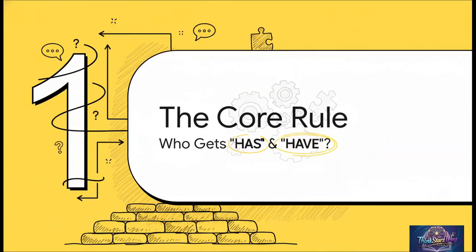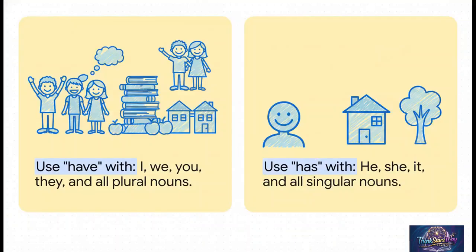All right. First things first, let's get down to the absolute core rule. Who gets has and who gets have? Okay, so it all boils down to one thing, the subject of the sentence. Super simple. We use have with I, we, you, and they, and of course with plural things like the dogs or the students. Easy. Then you've got has. Has is for he, she, and it, and for any singular noun like the dog or the student. Now the only little tricky parts you've got to remember are I and you. Even though they're just one person, they always team up with have. Just lock that in your brain.